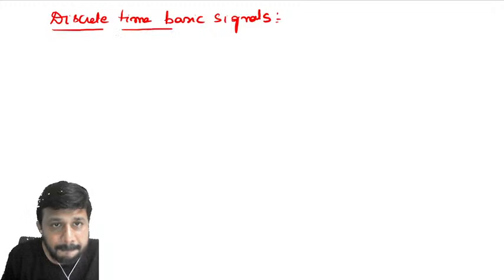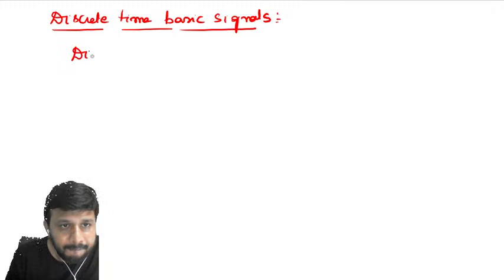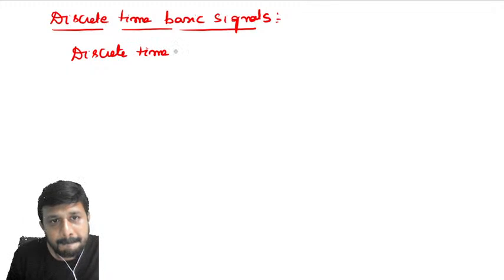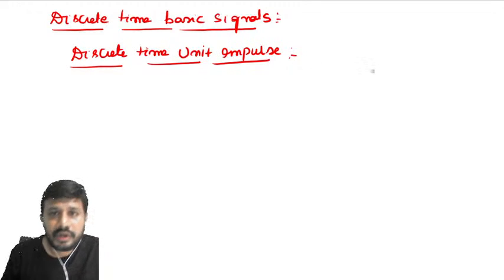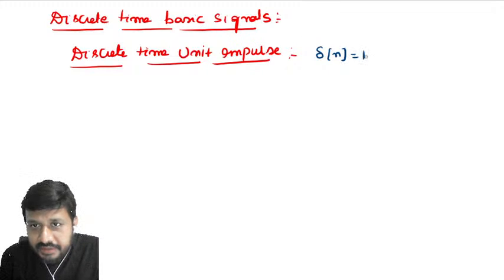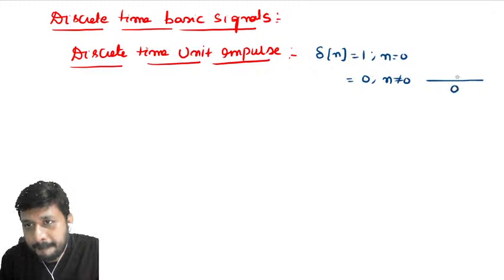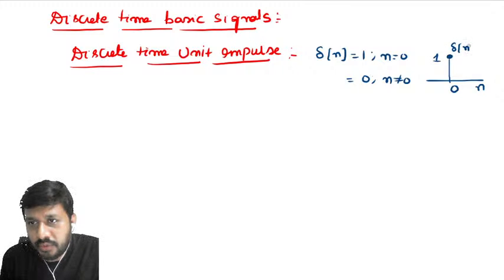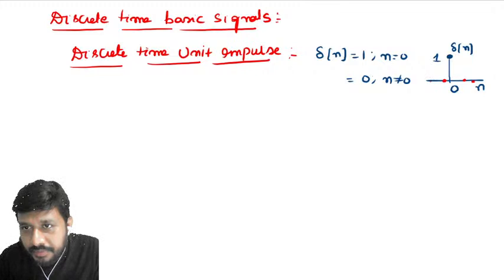Discrete time basic signals. First basic signal is discrete time unit impulse. How are you going to define this one? Denoted by del n, defined as 1 at n is equal to 0 and 0 for n not equal to 0. So this is defined only at n is equal to 0 with value 1, and for all other values, say 1, 2, for all other values it is 0. This is discrete time unit impulse.